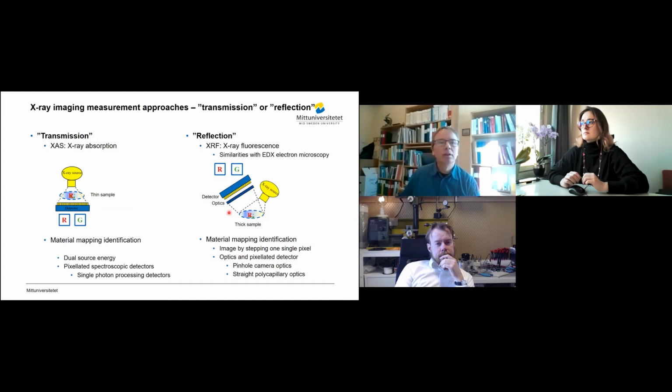If we have the other type of setup, the most common, I think, is image stepping, where you have a very narrow beam like a synchrotron beam, and then you step through the image. You can do this in different camera modes, like a pinhole camera or straight polycapillary optics, like I drew here. You need some optics because otherwise it will be a blur of the image.